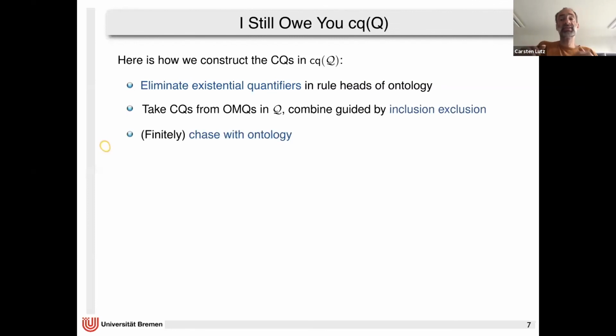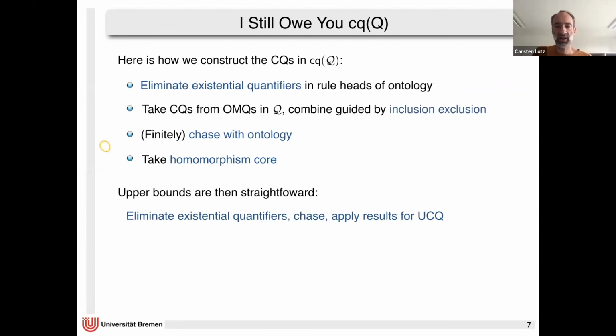Then we chase the queries with the ontology, which is finite because we have written away the existential quantifiers. And then we take the homomorphism core. All conjunctive queries that we can construct in that way constitute our class of queries that we then use in the theorem that I had shown. Okay, I think my time is basically over.